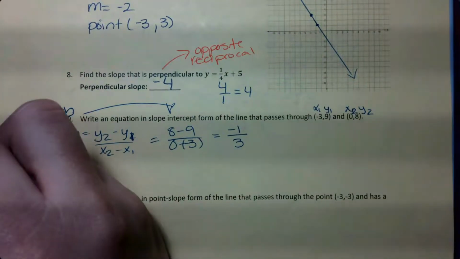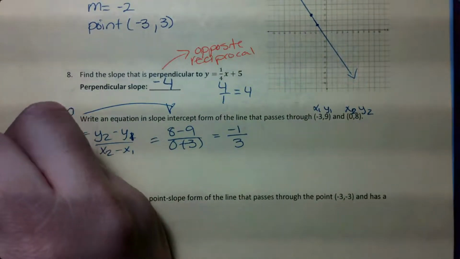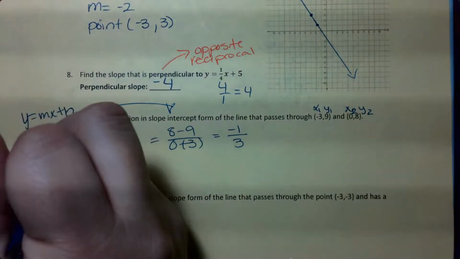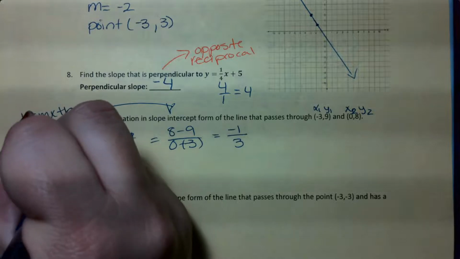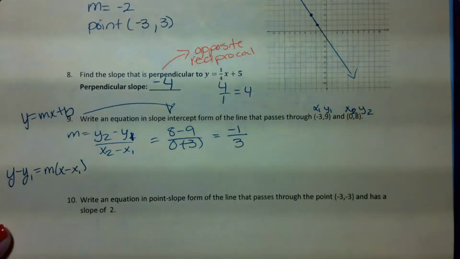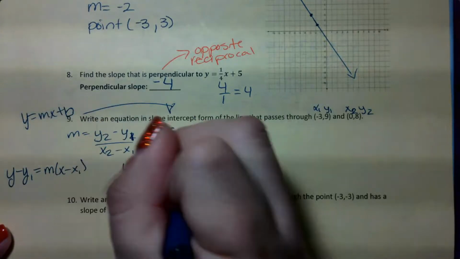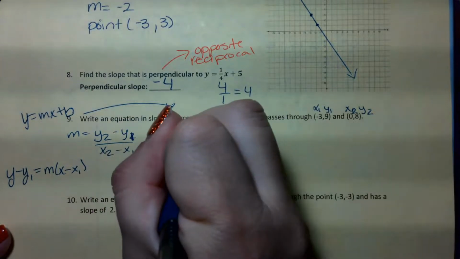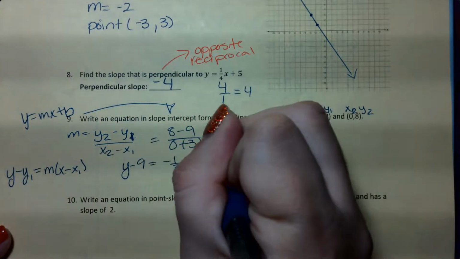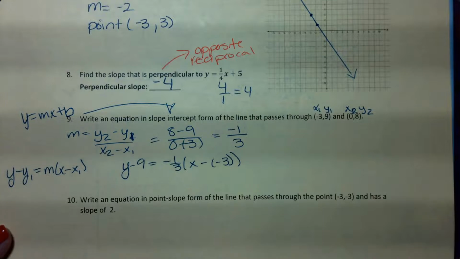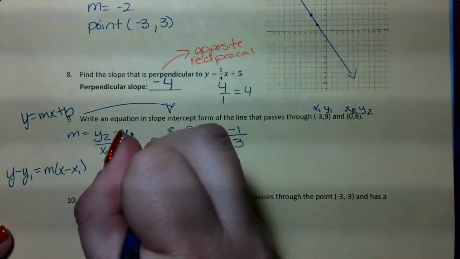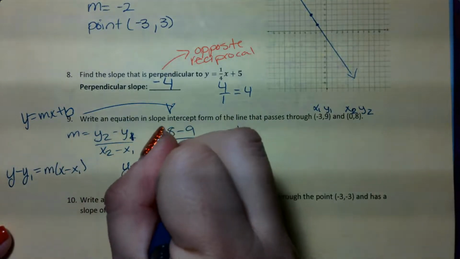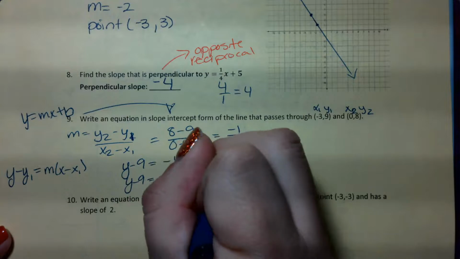Then I want to plug into my point slope form, because I have a point and a slope, so I have y minus y1 equals m times x minus x1. So I have y minus, my y1 is 9, my slope is negative 1/3, x minus negative 3. First thing I want to do is get rid of that double negative, so I have y minus 9 equals negative 1/3, x plus 3.